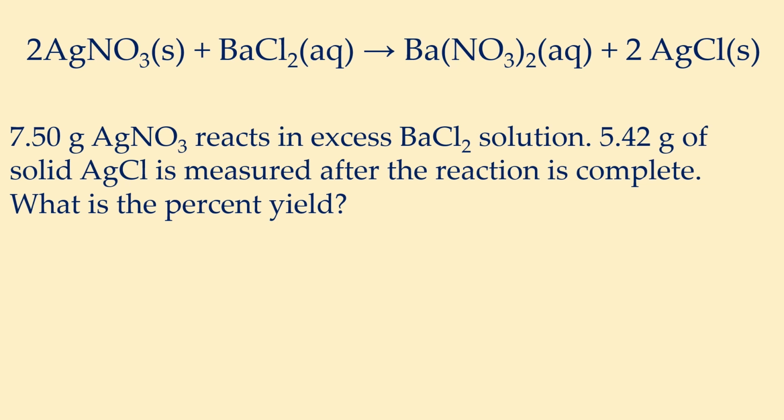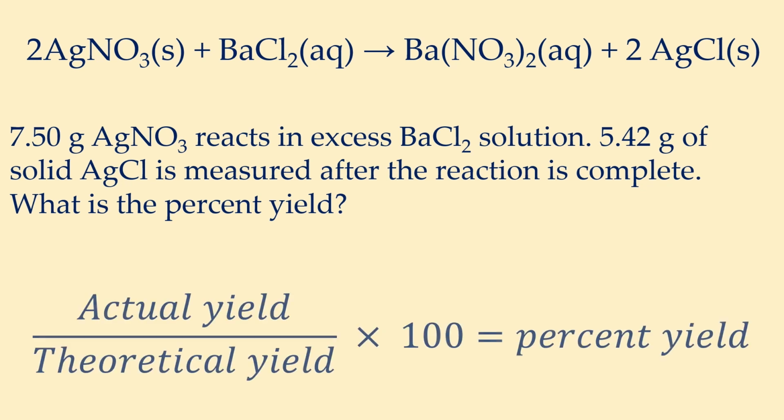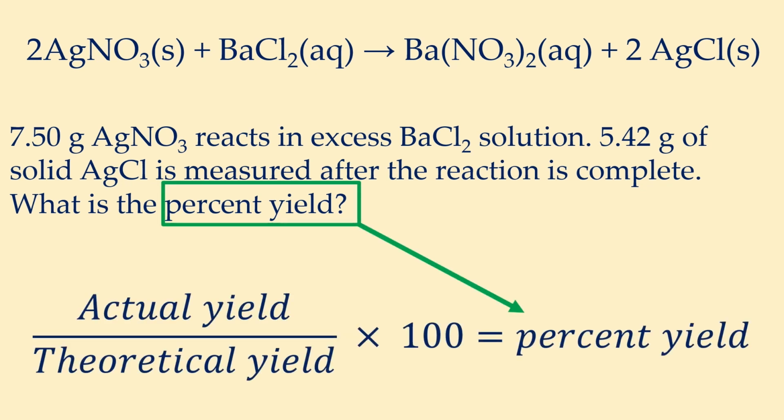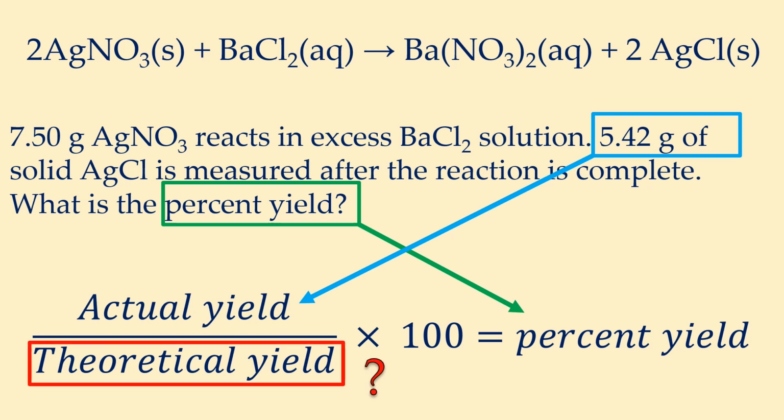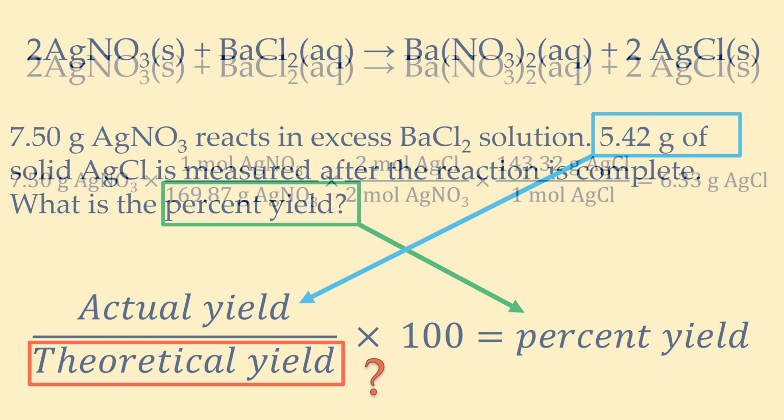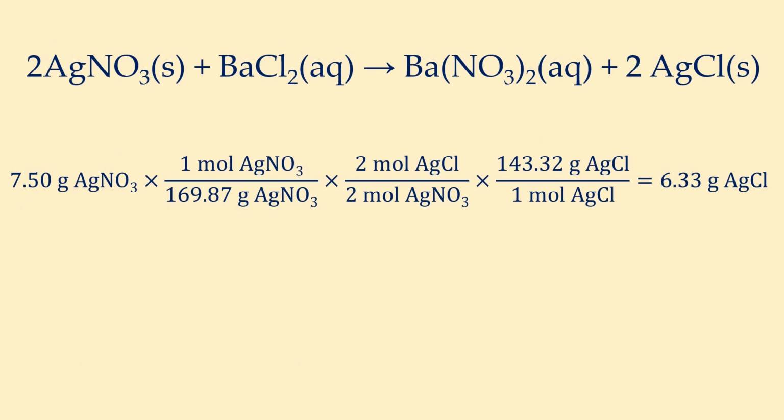7.50 grams of silver nitrate reacts in excess barium chloride solution. 5.42 grams of solid silver chloride is measured after the reaction is complete. What is the percent yield? I'll start with the percent yield equation. This is an interesting problem because we're asked about the percent yield and the actual yield is given to us. What we'll have to do here is find the theoretical yield. The theoretical yield is assuming a 100% yield.